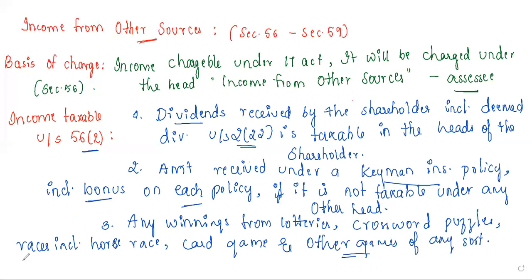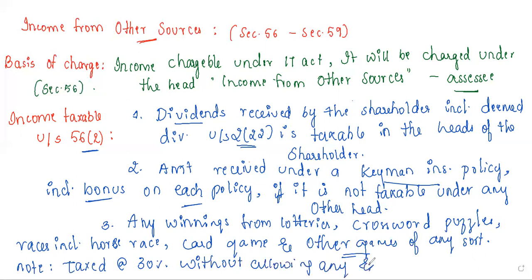And on this third point, we have a note. You just take down the note. Taxed at 30%. So here we are going to tax at 30% without allowing any expenses or reduction. Without allowing any of the expense and deduction, we will be taxing 30%.